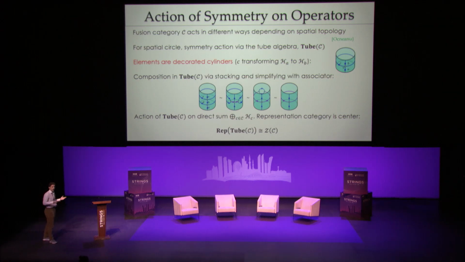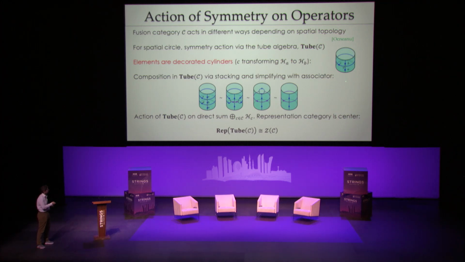Now, how does the symmetry act? How does it constrain the theory? Well, non-invertible symmetry acts in different ways depending on the spatial topology. So the first question you can ask is, how does it constrain ordinary operators before we get to the particles and solitons? So in that case, the right spatial topology is a circle. And the action of the symmetry is by something known as the tube algebra. So what is the tube algebra? Well, one way to think about it is pictorially. So the elements of this algebra are decorated cylinders. So here is such a cylinder. Time runs vertically. Space is the circular slice.